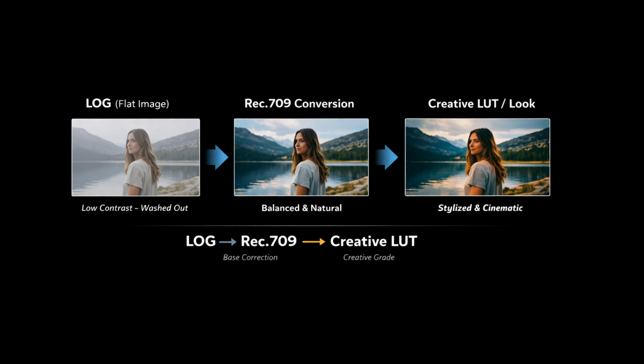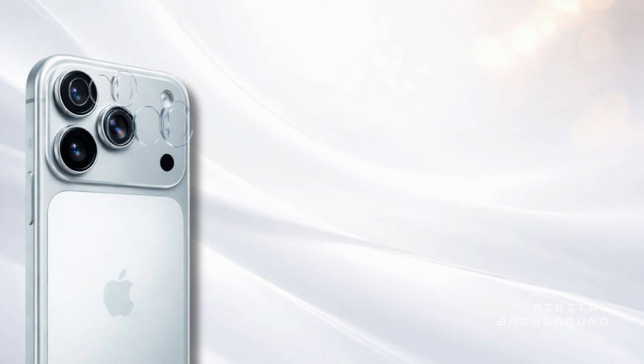This picture hopefully makes it easier to understand. Log footage looks flat, so we need to use a conversion LUT to Rec 709 to get it back to a normal looking color space. Then Creative LUTs can be applied on top of footage that's already converted to Rec 709 or shot in Rec 709. So basically, make sure the LUT you're applying to your log footage is a conversion to Rec 709 LUT, otherwise it won't look right.